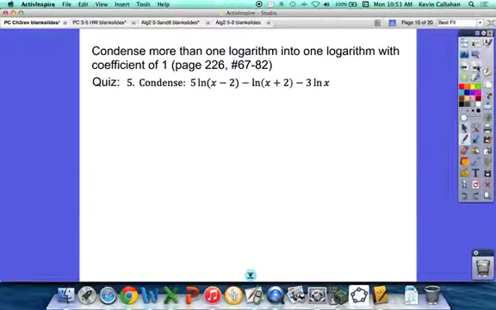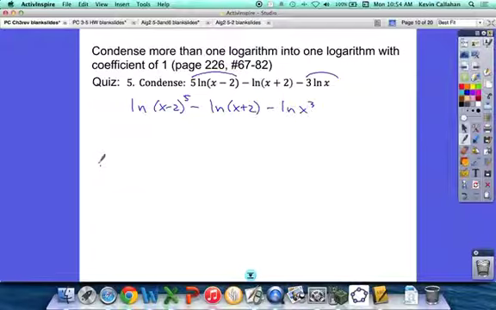Right? And the next was a condense. So now we use those same properties to take many logarithms and put them into one. Right? So which property would I have to use first here? A power property because of this 5 and the 3. Because we can't use the product or quotient properties if there's a coefficient. So you move them in as exponents first. Right? So now we've got ln of x minus 2 to the 5th minus ln of x plus 2 minus ln of x to the 3rd.